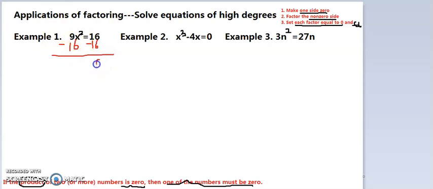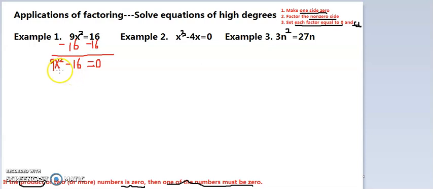On the left-hand side, notice that they are not like terms. We cannot combine them. So don't subtract 16 from 9, because they're not like terms: 16 doesn't have a variable, but 9 has a variable. Okay, so we finished the first step, make one side 0. Now we're going to do the second step, factor the non-zero side, which is the left side.